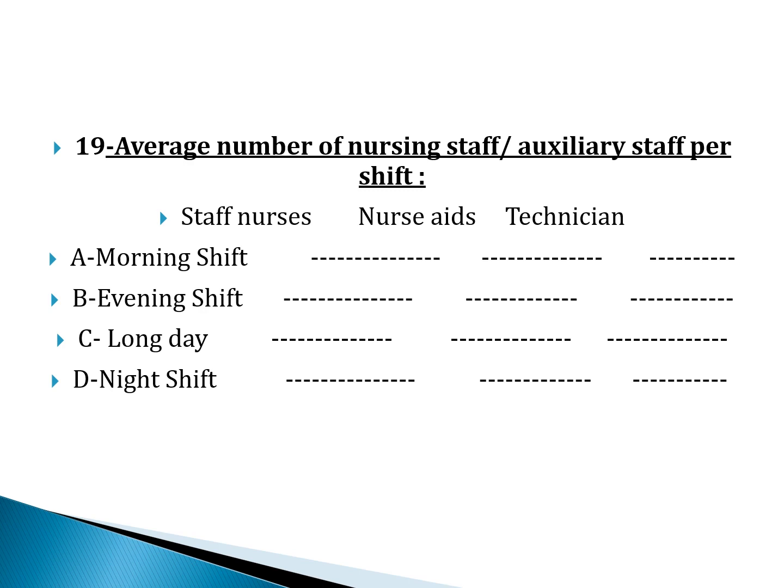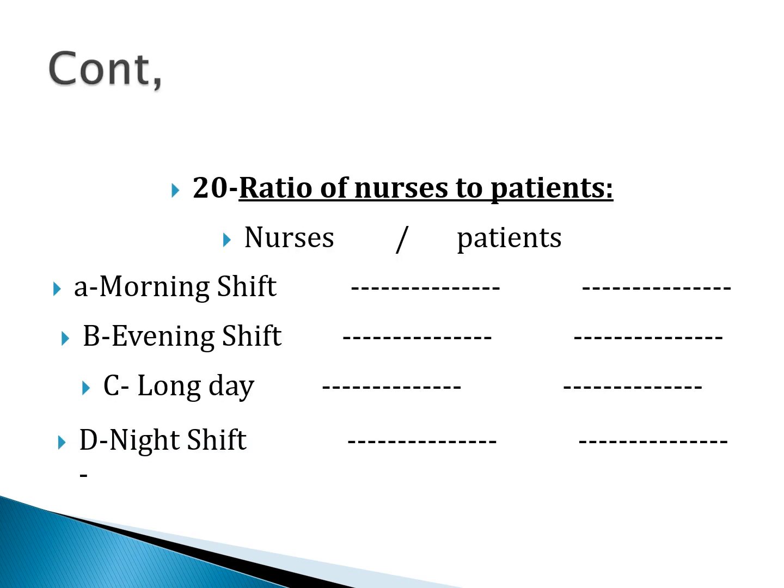After you determine the type of shift, you can ask staff or the head nurse about the number of staff nurses present in the shift, and nurse aids and technicians. Ratio of nurses to patients: you can ask the nurses about that. Okay. And from your observation, you can determine the number of staff present in the shifts and the patients present with the nurse in this shift.